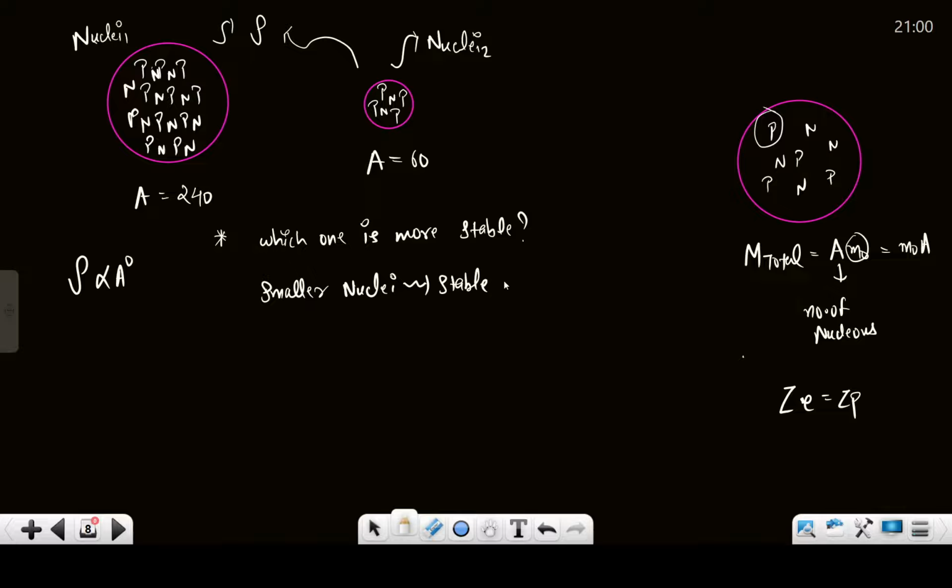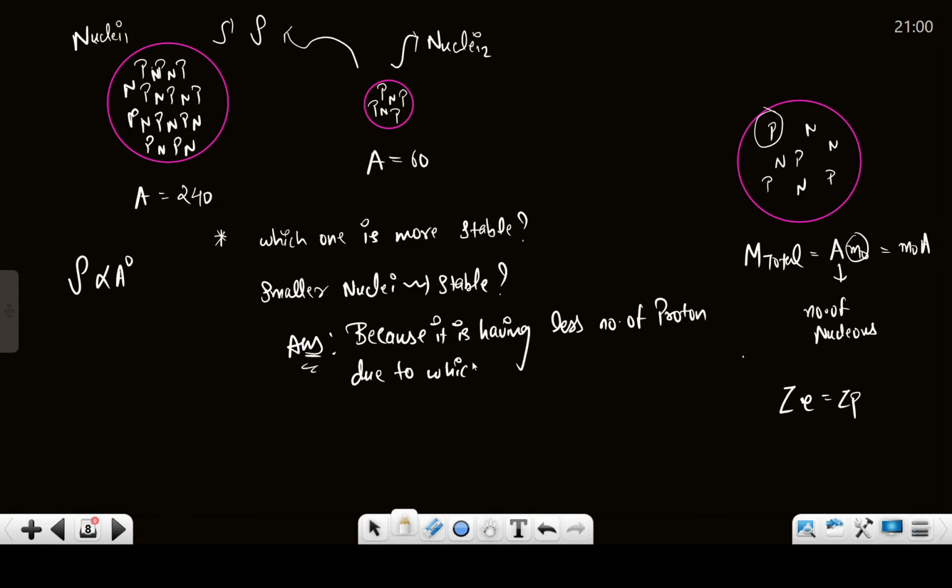Why? The answer is because it has fewer protons, due to which the repulsion between protons would be minimum.